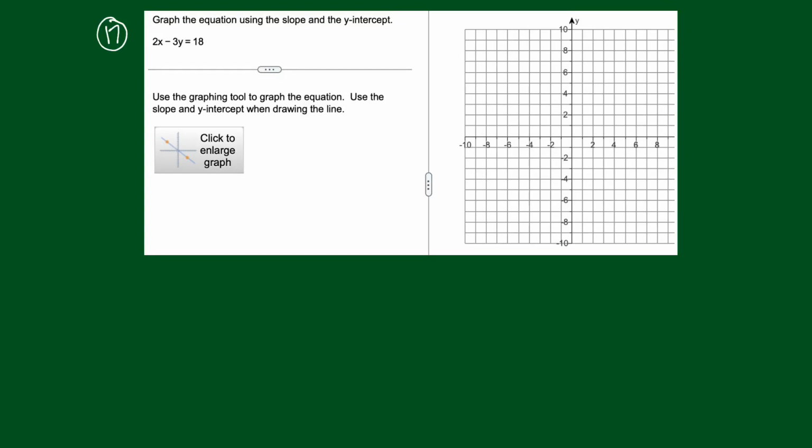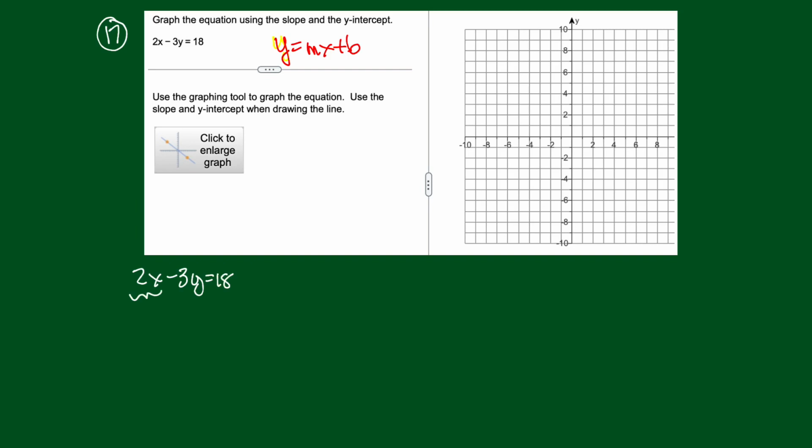Now, what we're supposed to do is graph this equation using the slope and the y-intercept. So let's get this equation into slope-intercept form, which is y equals mx plus b. There's the slope, there's the y-intercept. All right, so let's start down here. 2x minus 3y equals 18.